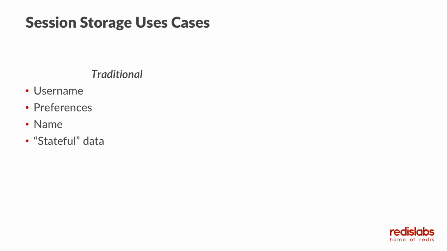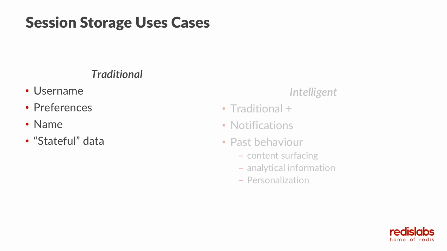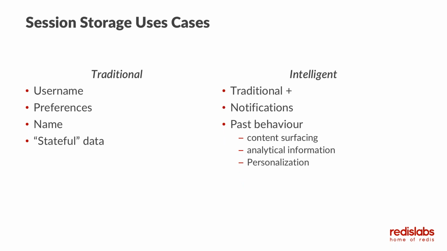Now, we're going to talk about some more advanced use cases today, where we're talking about intelligent use cases. So you have everything in the traditional column, plus things like notifications and past behaviors. Particularly today, we're going to talk about the example of content surfacing, which is a really great way of making sure content is always delivered fresh to your users and you're not berating them with something that's not relevant to them. Also, taking past behaviors and storing analytical information. Based on both of those things, you can have personalization as well.